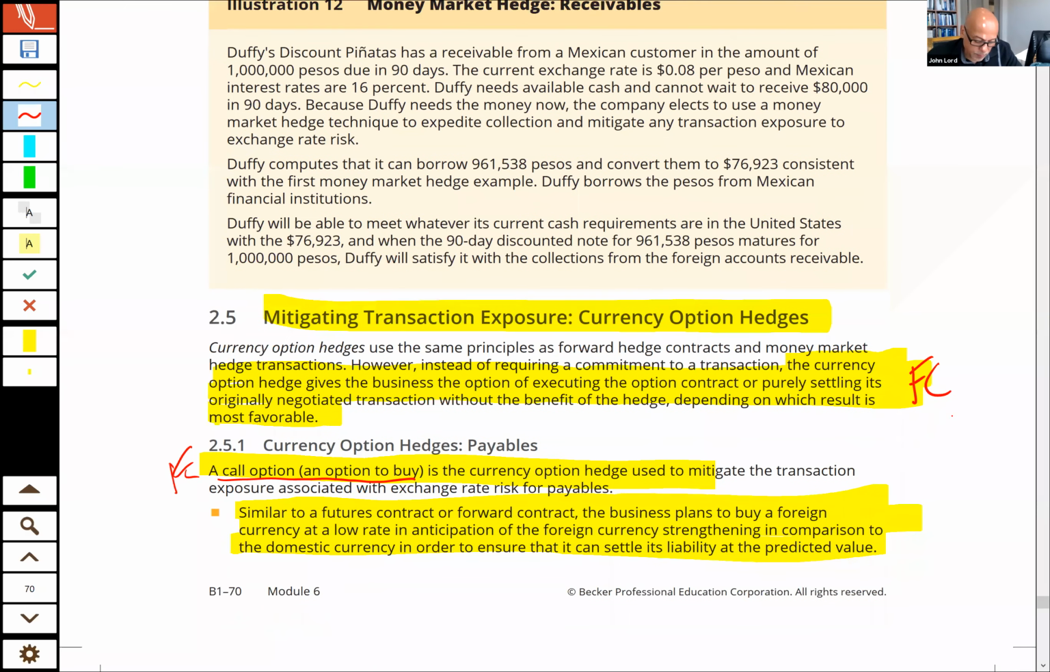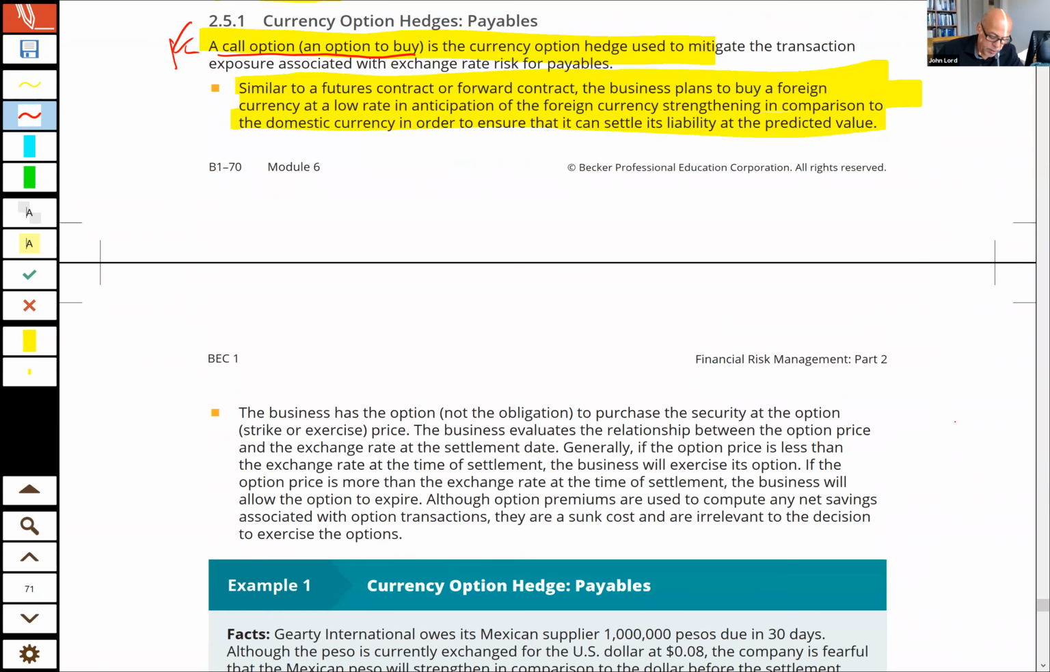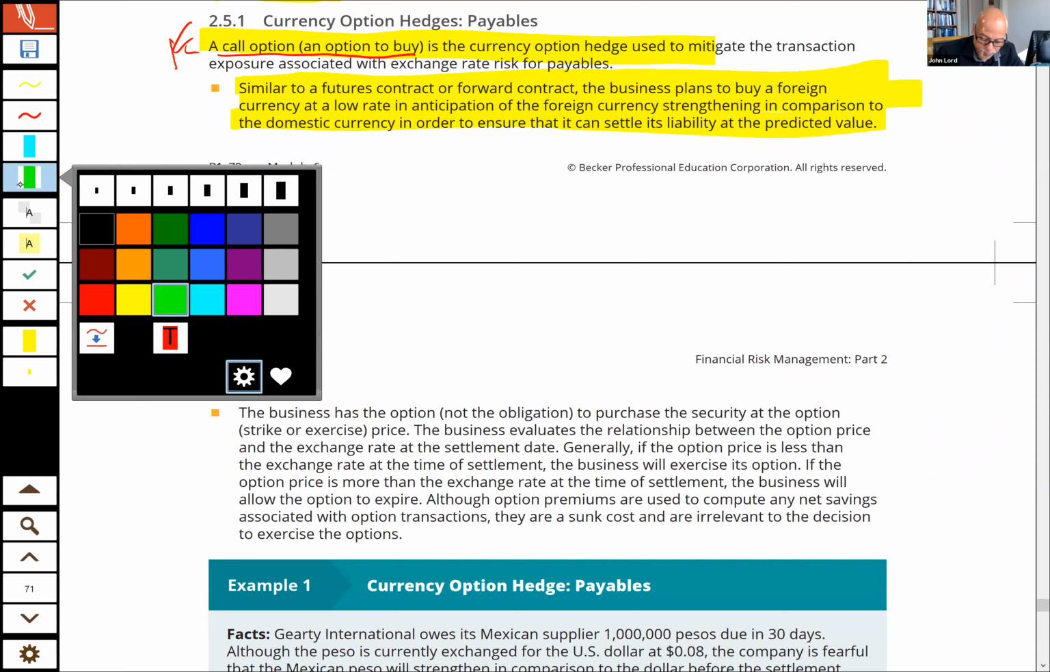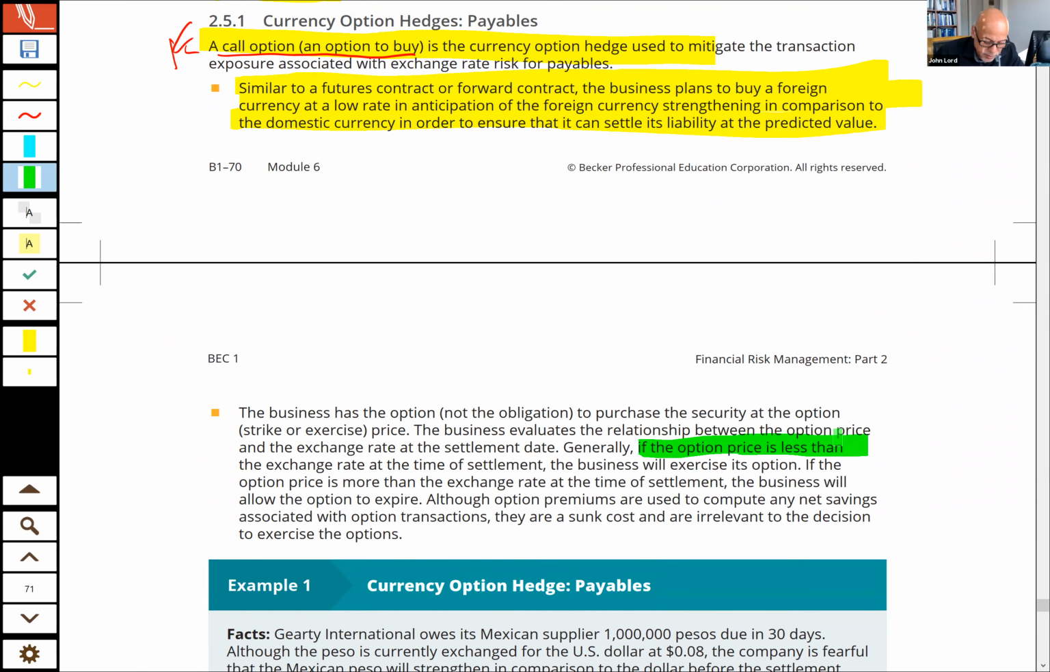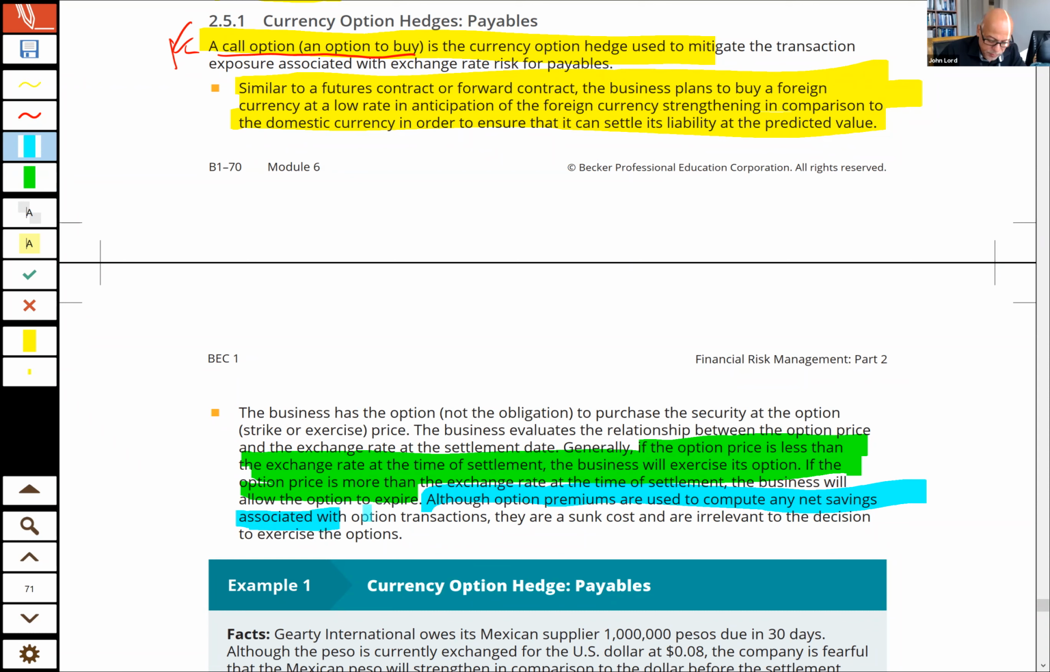Okay, now you come over to the next page and note here that if the option is less than the exchange rate at the time of settlement, the business will exercise the option. If the option price is more than the exchange rate, we will simply let that option expire, which we've kind of already said. I don't know that we need to read that again. But then, although option premiums are used to compute any net savings associated with the option, they are sunk costs and irrelevant to the decision. So you don't exercise the option because you say, well, I paid this much for the option, so I must exercise it now.